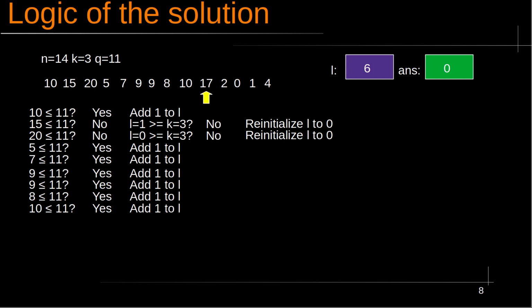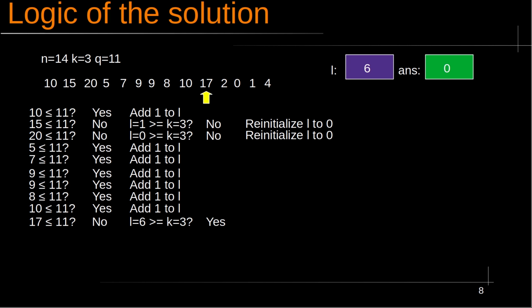We go to 17. As you see, is 17 less than 11? The answer is no, of course. So we have to check: is the computed length, the previous sequence, greater than k? The answer is yes. L is equal to 6, k is equal to 3.